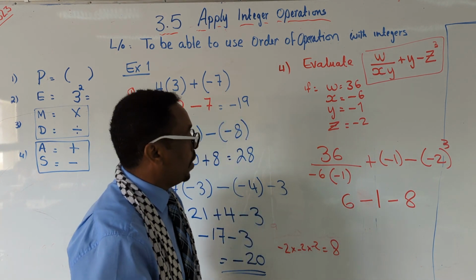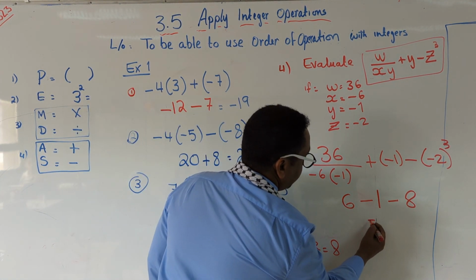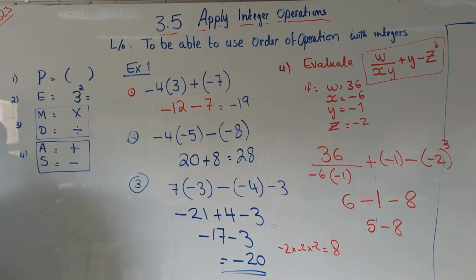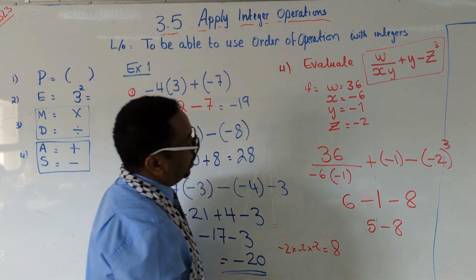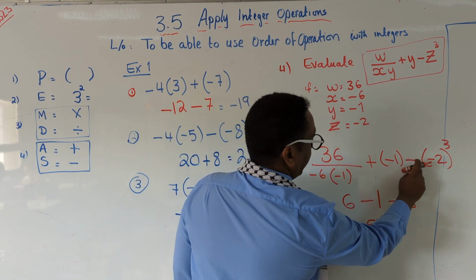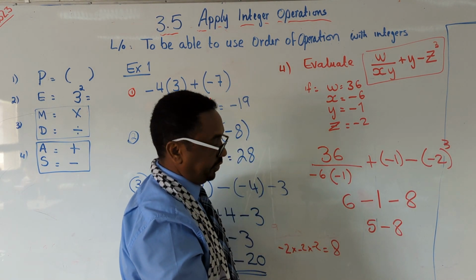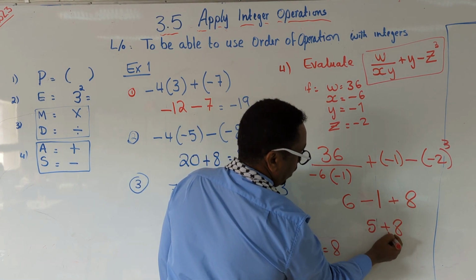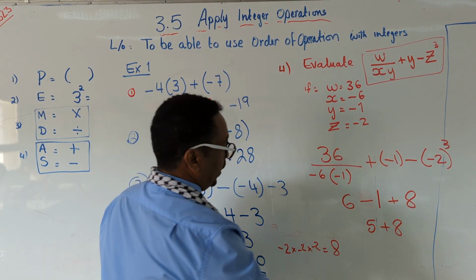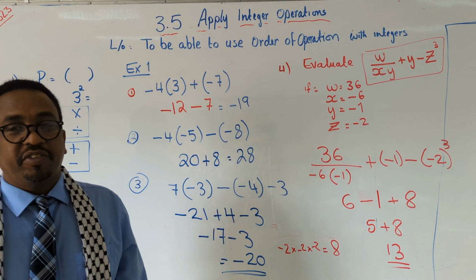Now we work this out. What is 6 minus 1? 5. So now we have 5 minus 8. What will that become? Let's remember this one: minus and minus gives plus. So here we have plus. So we have 5 plus 8. What is 5 plus 8? 13. So the final answer will be 13. This is what we will get. Does that make sense? Yes.